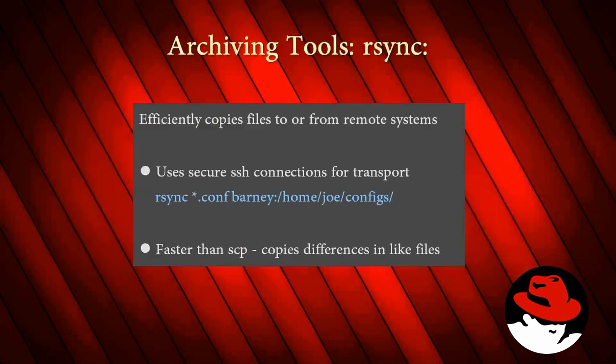Then there comes another archiving tool called rsync. It efficiently creates copies of files to or from remote systems. It is used for remote systems, whereas tar was used on the same device. It uses a secure SSH connection for transportation. The command for executing this is rsync, asterisk dot conf, name of a file dot conf, then provide the location for the file, and so on. It is faster than scp. It copies only the differences in files.